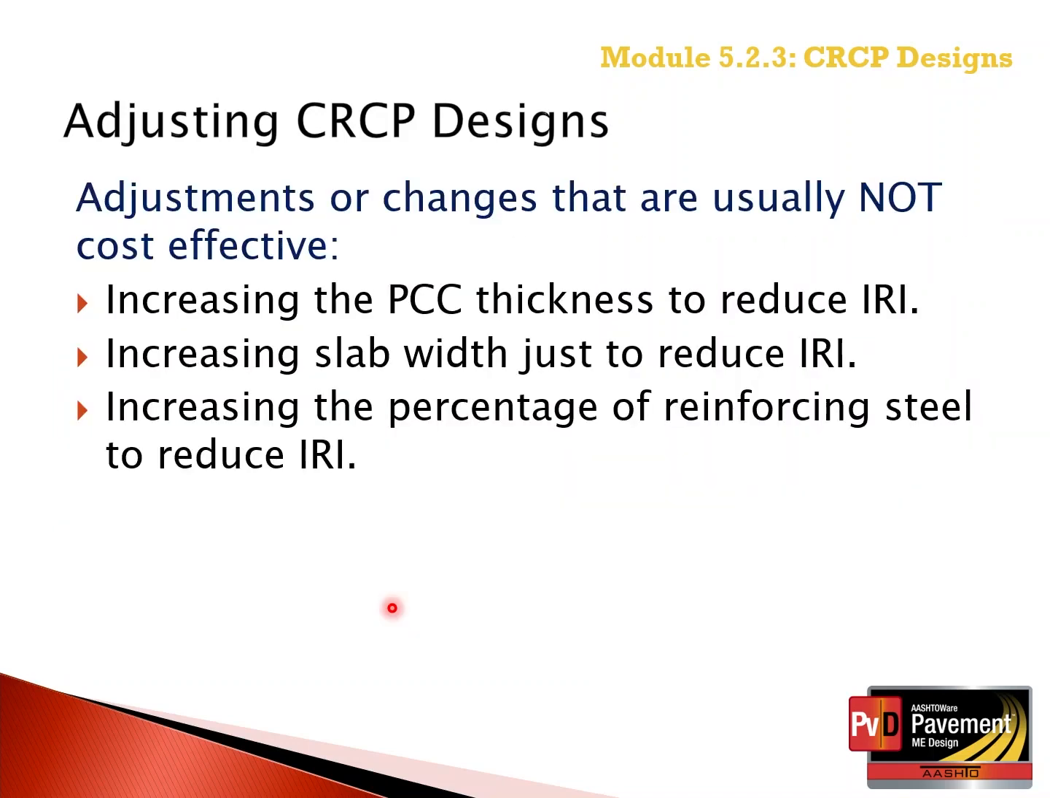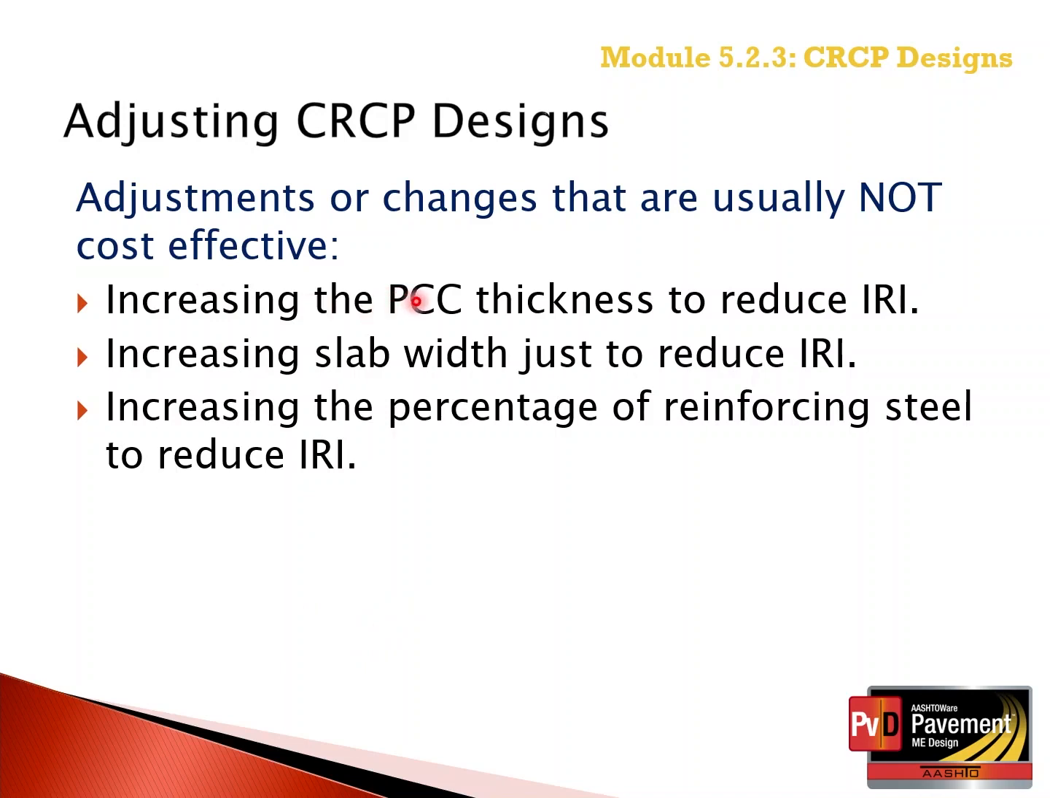So the designer should not blindly select any CRCP design property or feature to try to reduce one of the distresses or number of punch-outs per mile. Some adjustments that are usually not cost-effective in reducing the number of punch-outs are listed on this slide.